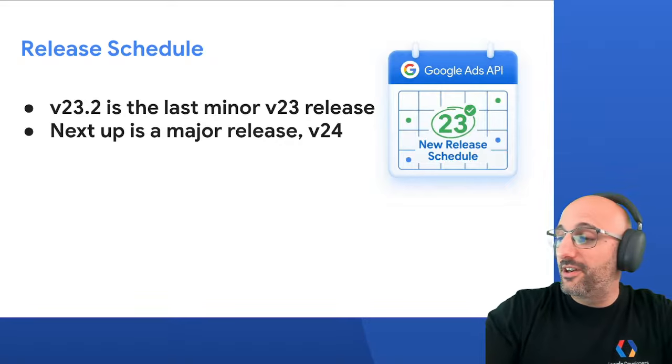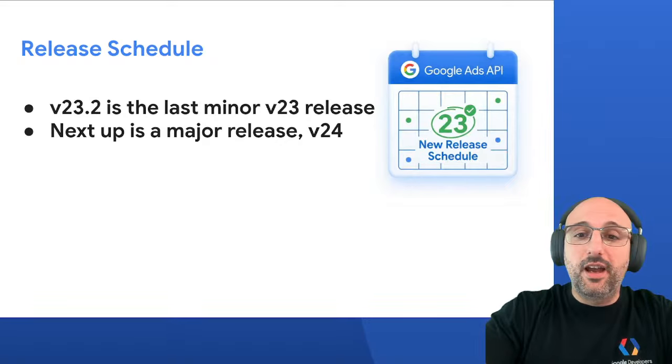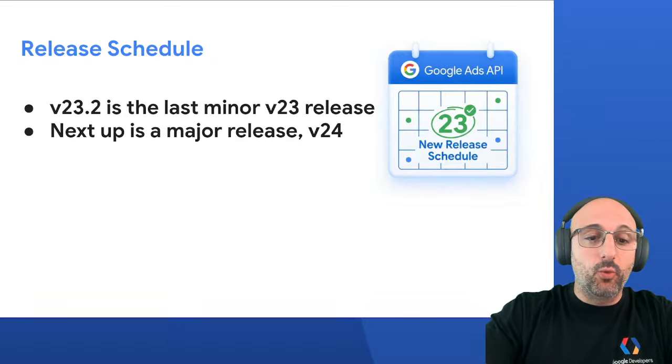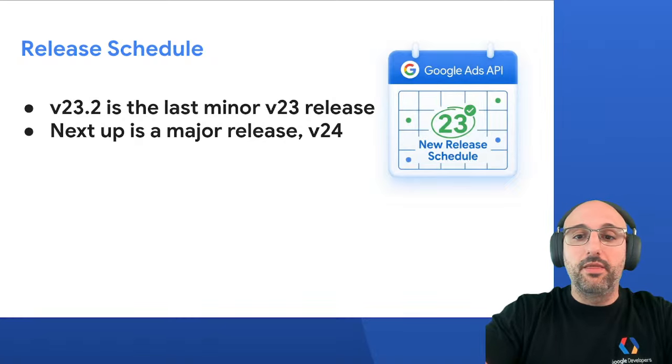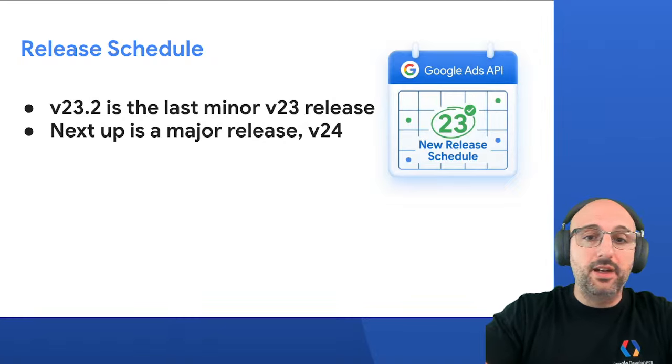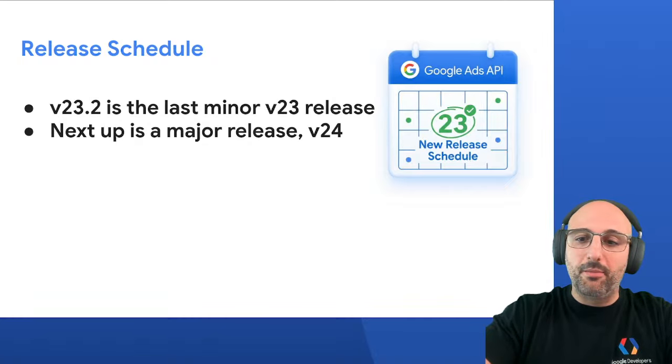I am Mattia Tommasone. I'm a developer relations engineer, and I work on the Google Ads API, which means that I host release events monthly, and this is the release event for V23.2 of the Google Ads API, which came out yesterday.